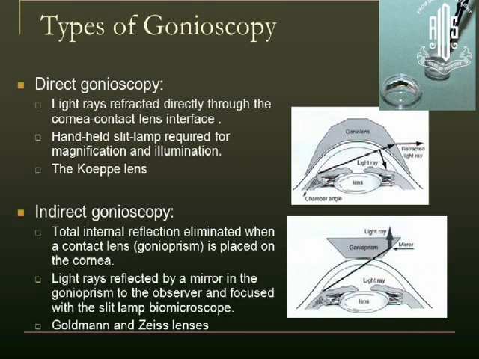But what is clinically used day in and day out is indirect gonioscopy, which uses the principle of total internal reflection, and the light rays are reflected by a mirror in the gonioprism to the observer and focused with a slit lamp microscope. But because it's a mirror, the angles that are seen are opposite to what you're viewing.